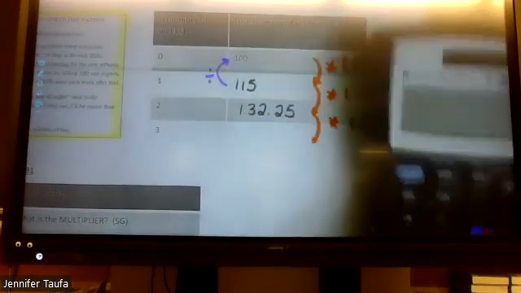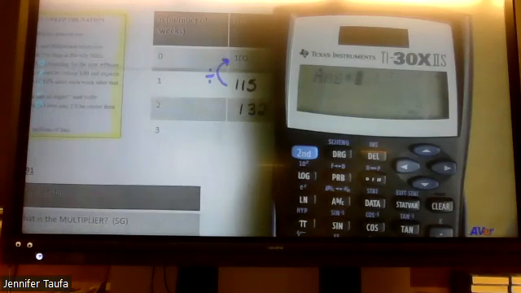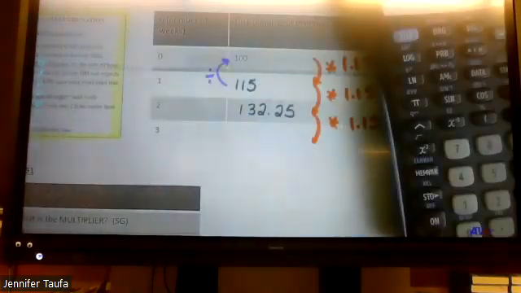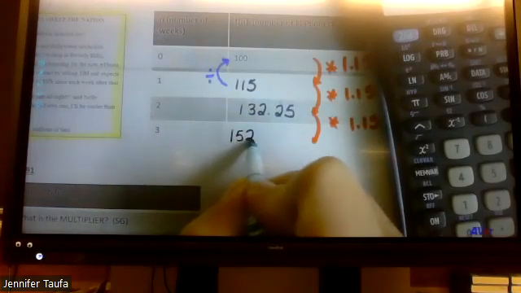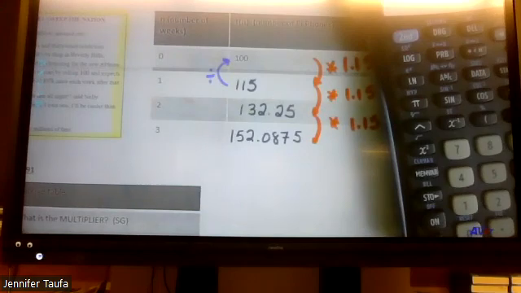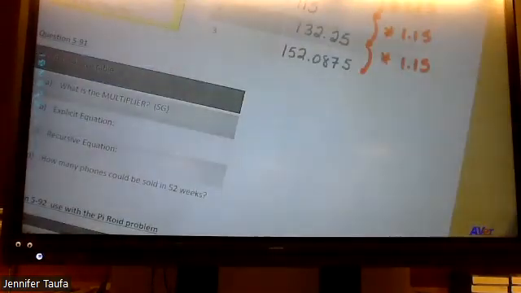Always check your work. So I have 100 times 1.15. There's 115 times 1.15. There's 132 times 1.15. I have 152 plus some decimal, which we know you're not going to be able to sell that decimal by phone. Okay, pi phone. That's what we're looking at. Okay, so now let's answer some questions about what we just figured out.